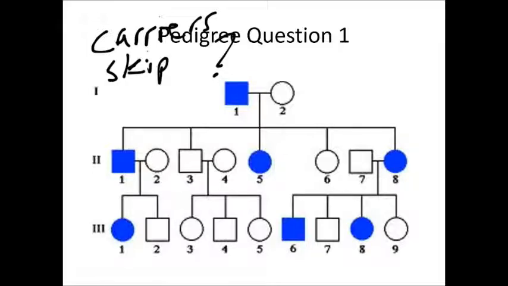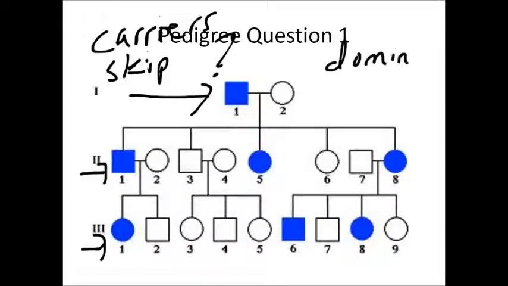So if we look at this pedigree chart, here's generation number 1, generation number 2, generation number 3. There are no marked carriers. Now sometimes carriers won't be marked, but also this trait does not skip any generations. So that should lead us to believe that the trait is dominant.